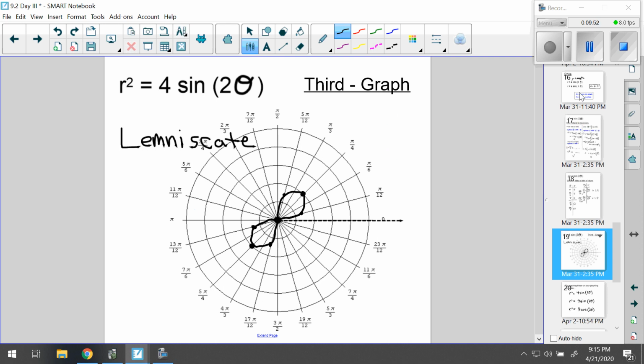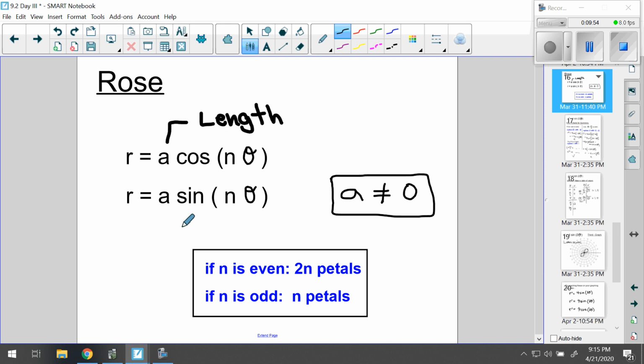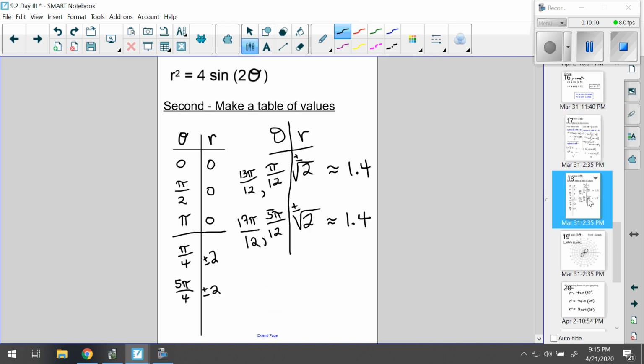So if I go back to our rose format, I would think a rose with 2 petals would have an n value of 1. So it would just be a cosine theta or a sine theta. And also notice it's just r equals instead of r squared. And so when I look at this one, it's r squared. And also notice there's a 2 there, not a 1. And so this is a little bit different format.